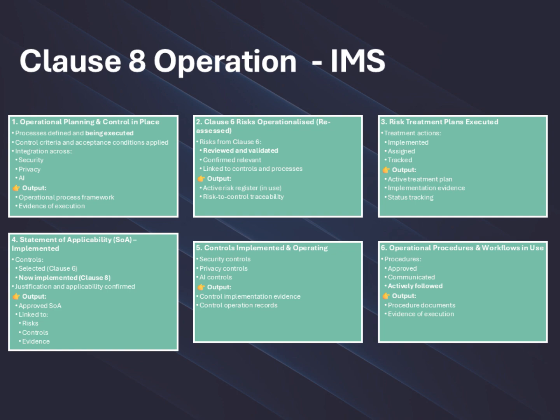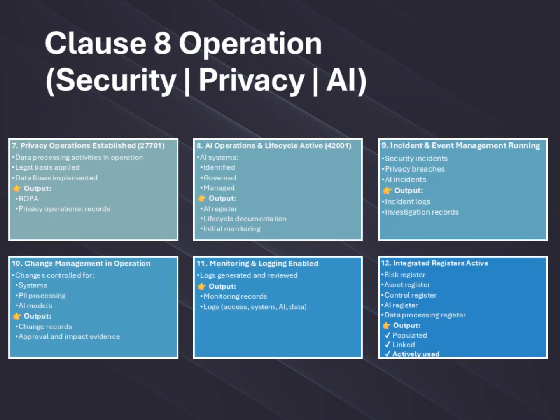auditable practice. Continuing with Clause 8, we now look at the operational outputs across security, privacy, and AI. From a privacy perspective, processing activities are now established. Personal data is being handled in line with defined processes, legal bases are applied, and data flows are understood and documented. This is evidenced through records such as the record of processing activities and supporting privacy operational records.